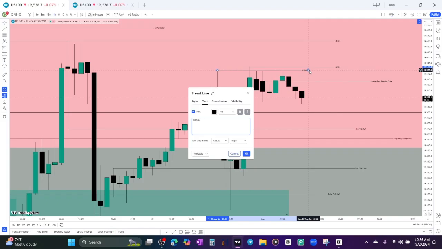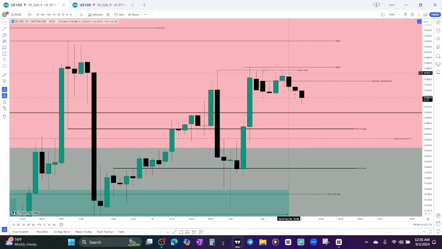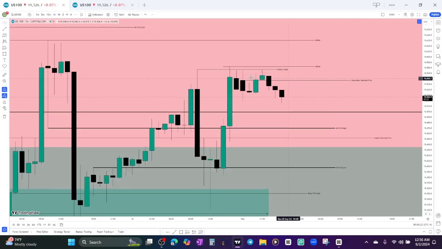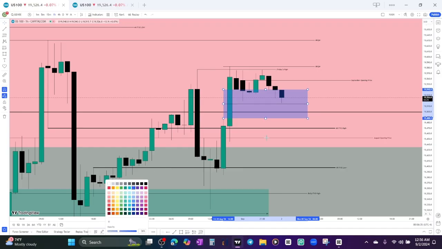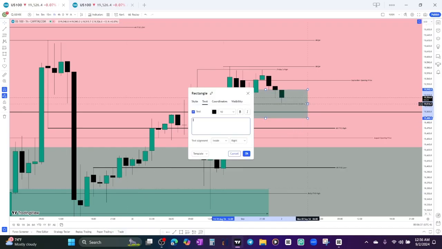Okay, so we took Friday's high and we've been just sitting here right up under it, currently maintaining this 1 hour bullish fair value gap. Okay, and we're also maintaining above the 50% level of that fair value gap.